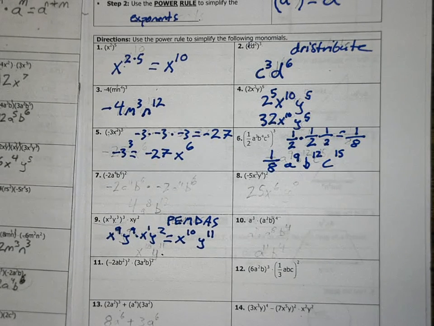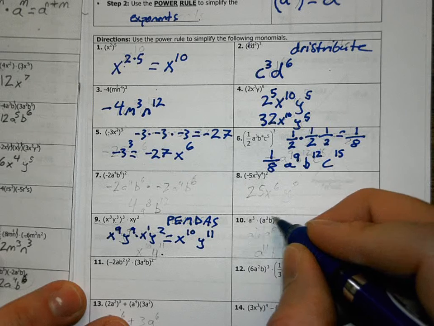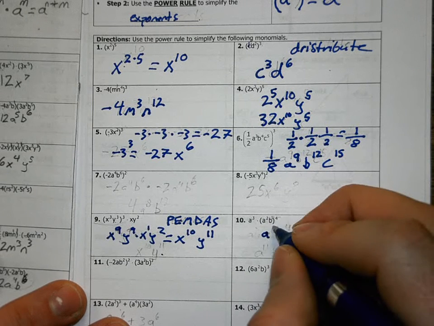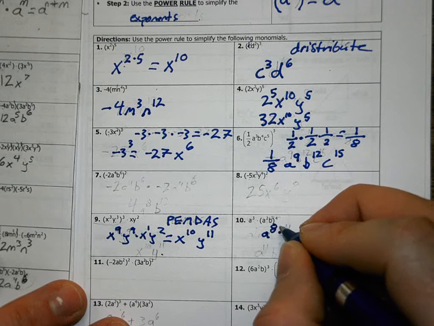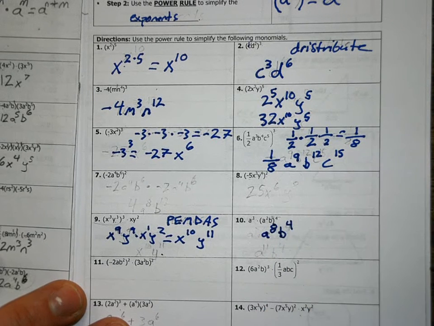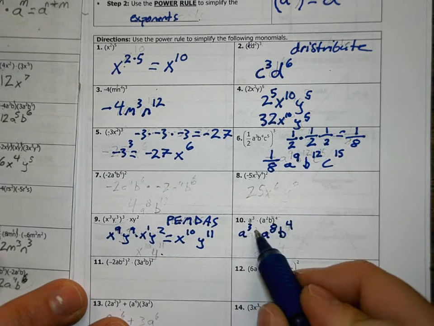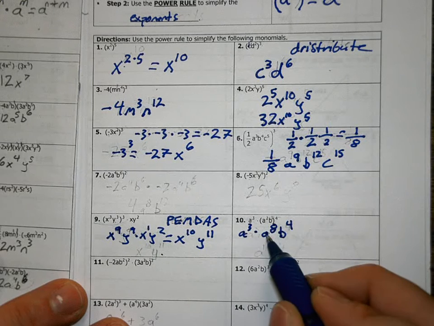Let's try number 10. A squared and a to the 4th. Multiply them, that's a to the 8th. B to the 1st times 4, b to the 4th. Now I must use the product rule. Product rule states that I add the exponents.